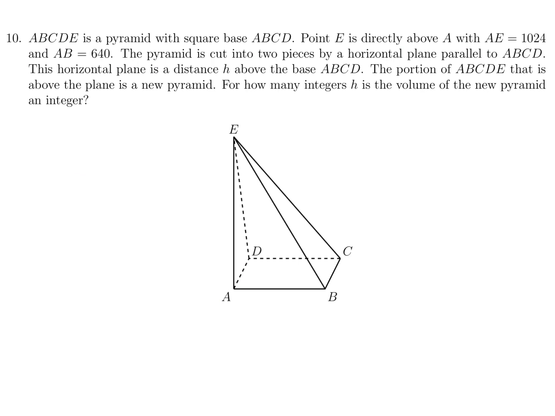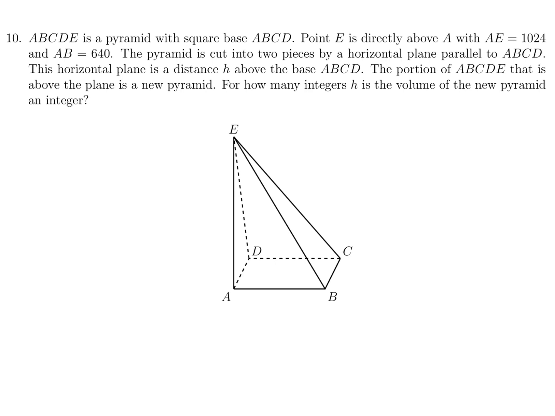A, B, C, D, E is a pyramid with square base A, B, C, D. Point E is directly above A, and AE is 1024, and AB is 640. The pyramid is cut into 2 pieces by a horizontal plane parallel to ABCD. This horizontal plane is a distance h above the base ABCD. The portion of ABCDE that is above the plane is a new pyramid. For how many integers h is the volume of the new pyramid an integer?